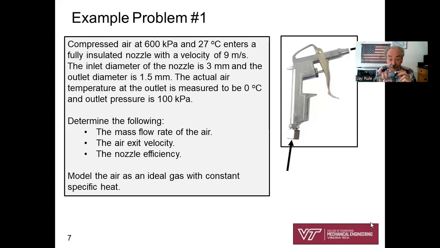So we know the velocity coming in. The inlet diameter, I have measured the inlet diameter of this nozzle. It's 3 millimeters. And then I've measured the outlet diameter. You might be able to see this and you might not, but it is a tiny little hole, and I have measured that tiny little hole to be 1.5 millimeters diameter.